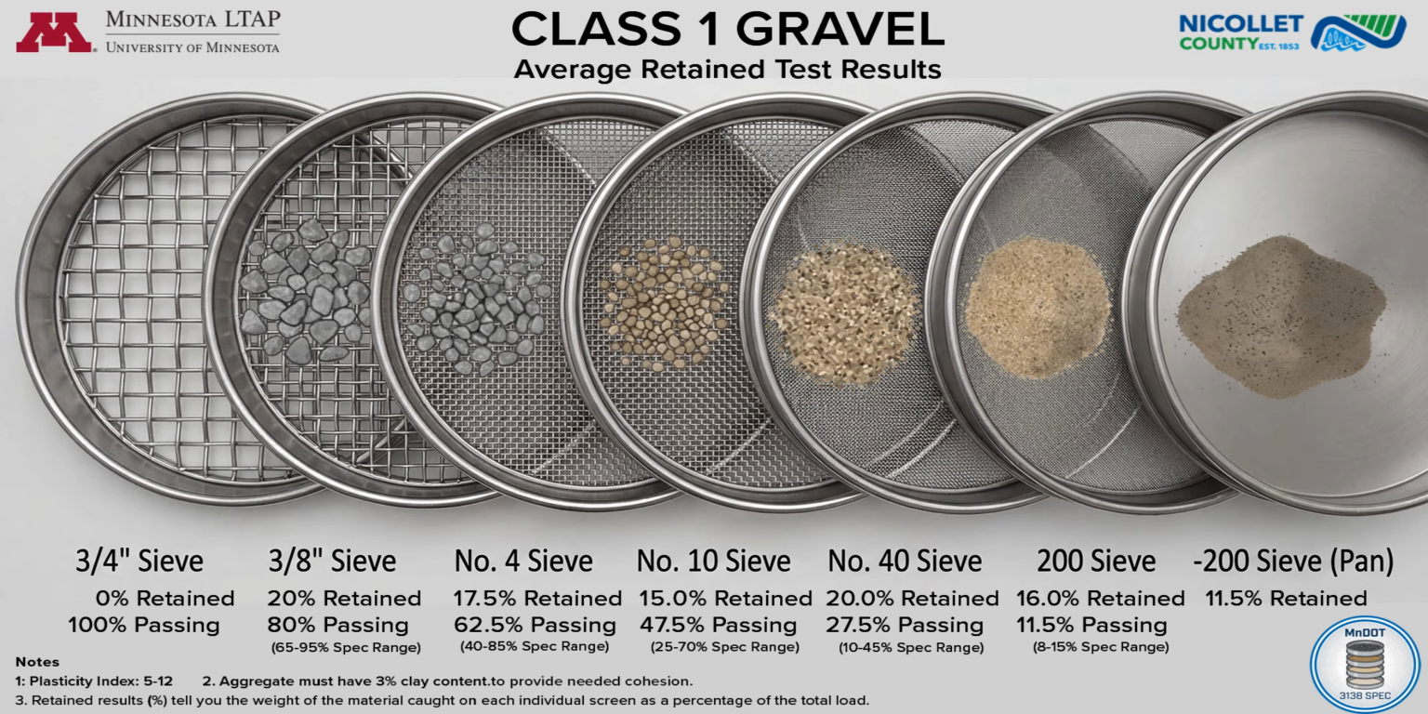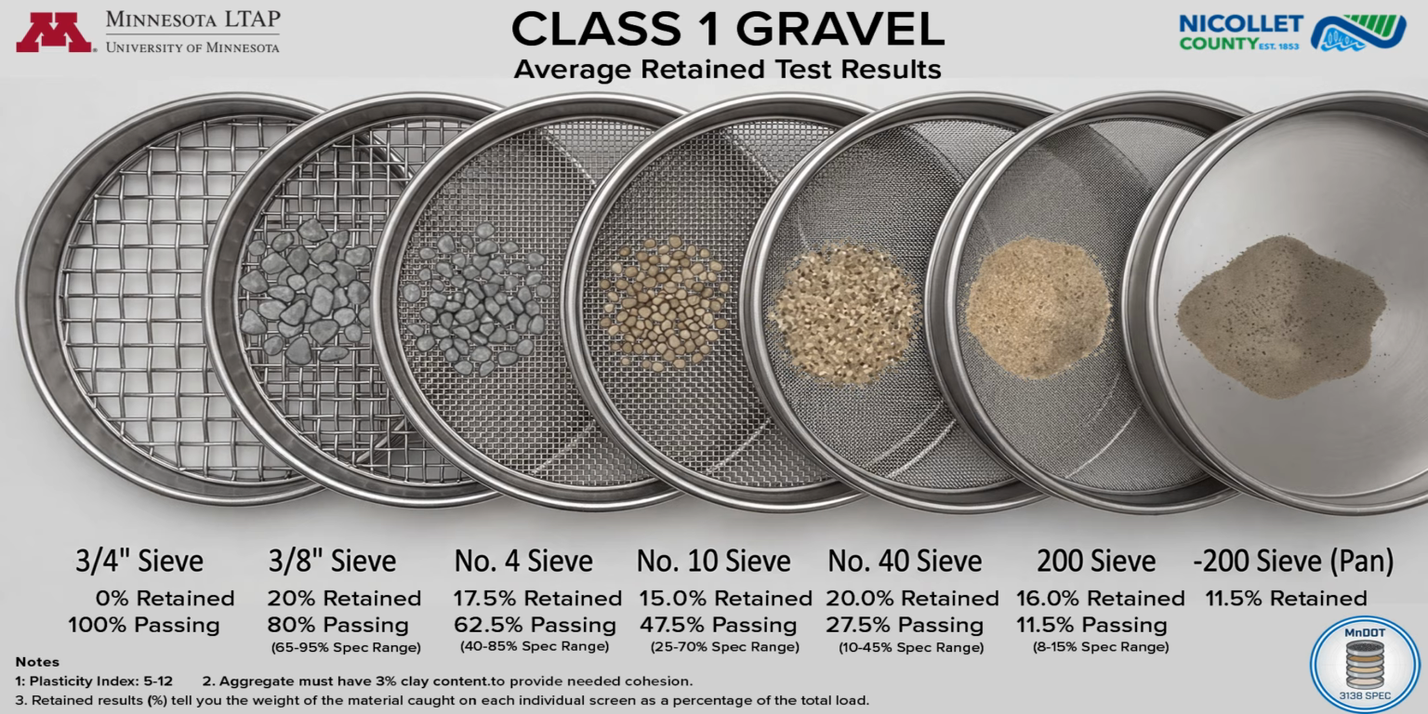Next, we look at the number 4 sieve, which is the technical boundary for rock. Retained result: an additional 17.5% of the material is caught on this screen. Combined with the 3/8 inch rock above it, this completes the structural skeleton of the road. Passing result: 62.5% of the mix passes through the number 4 sieve. This falls right in the middle of the allowable 40 to 85% range.